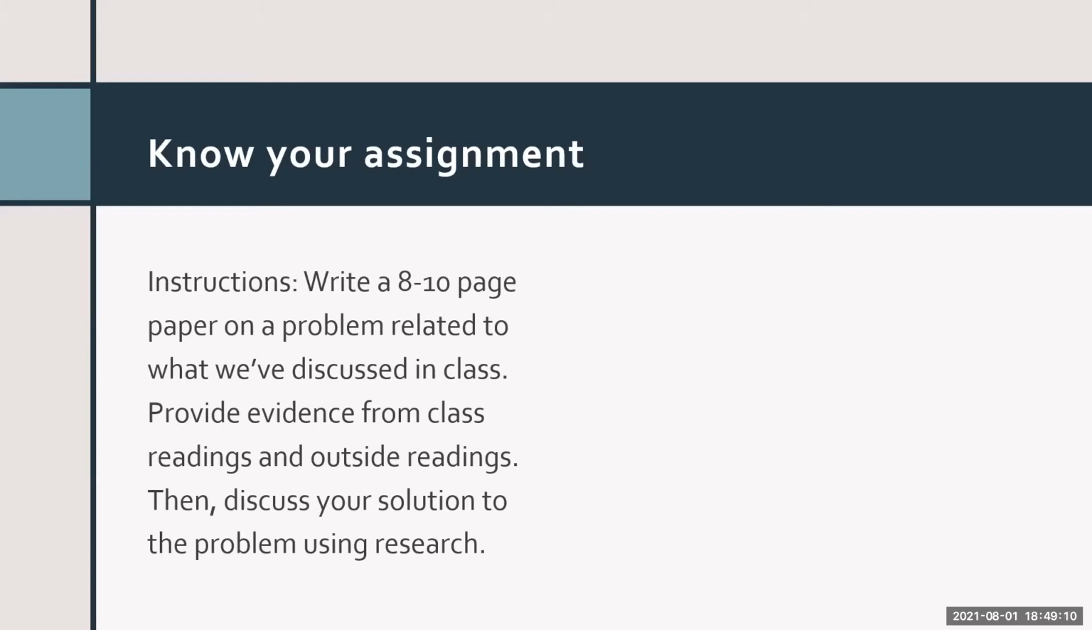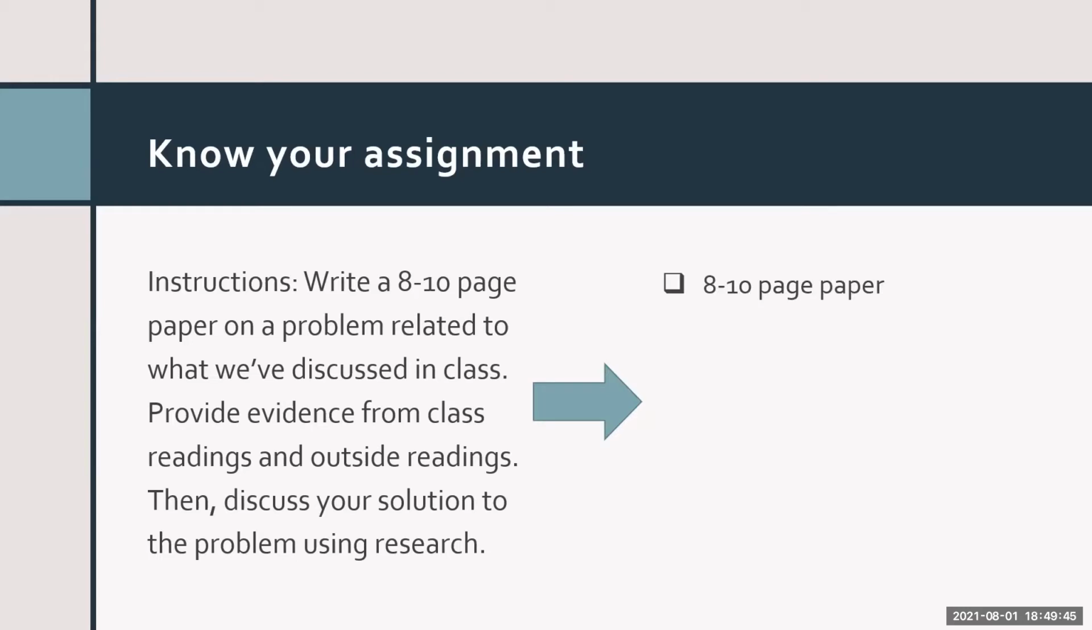Another thing that can be helpful is breaking down your assignments. Professors may give different lengths of assignment requirements. Some provide a lot of details, some provide less. This is just an example of what instructions that your professor may provide could be. In this example, write an 8 to 10 page paper on a problem related to what we've discussed in class, provide evidence from class readings and outside readings, then discuss your solution to the problem using research. It can be helpful to break this down so that it doesn't seem so overwhelming.